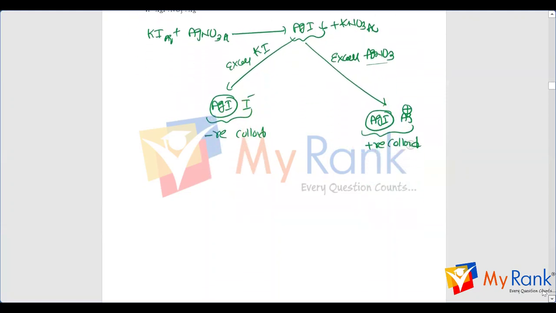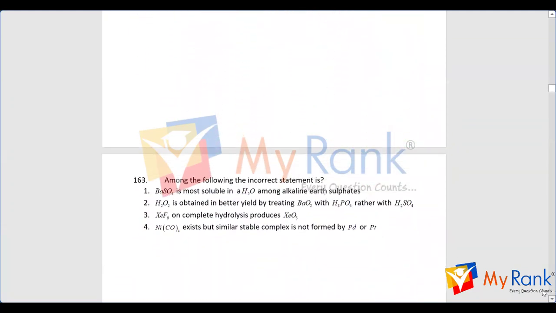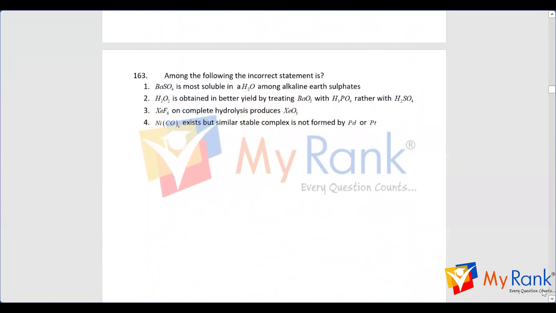Question number 163. Among the following, the incorrect statement. Which is the incorrect statement? Barium sulfate is most soluble in H2O among alkaline earth metals. Actually, the solubility of sulfates of second group alkaline earth metals decreases from beryllium sulfate to magnesium sulfate, magnesium to calcium sulfate, to barium sulfate.